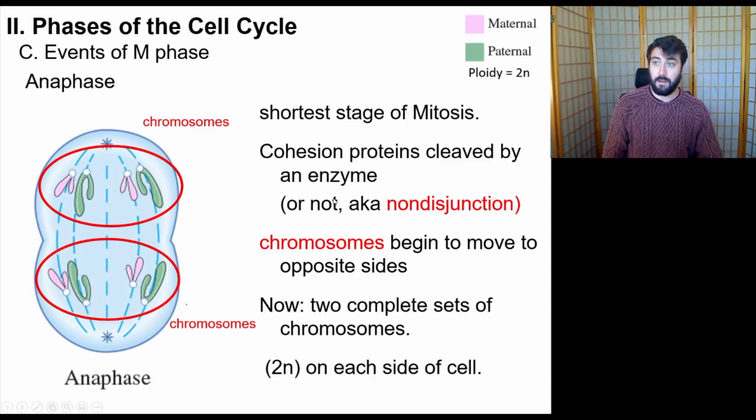Notice at this point, we have two complete sets of chromosomes, one on each side. So this side has one full set of two chromosomes of each kind of chromosome, right? So two long chromosomes and two short chromosomes. Okay.